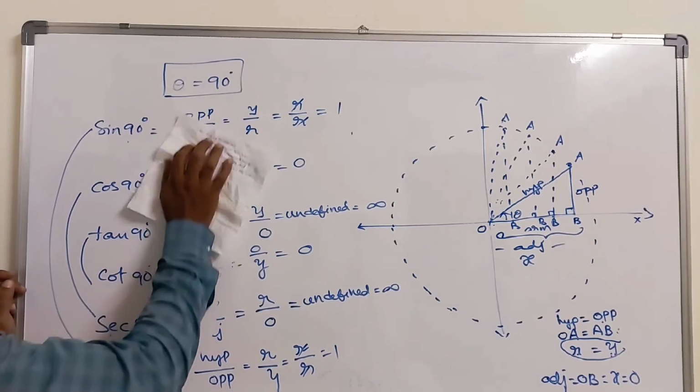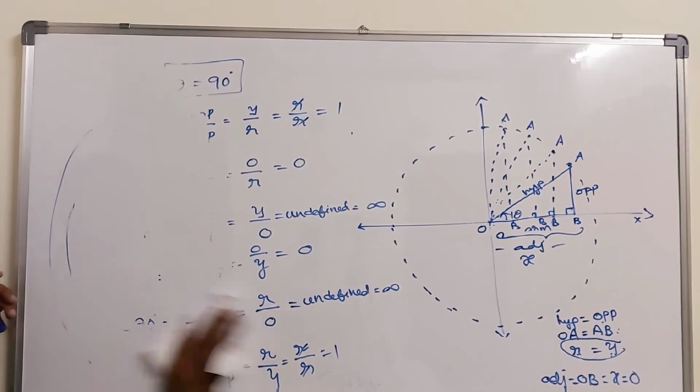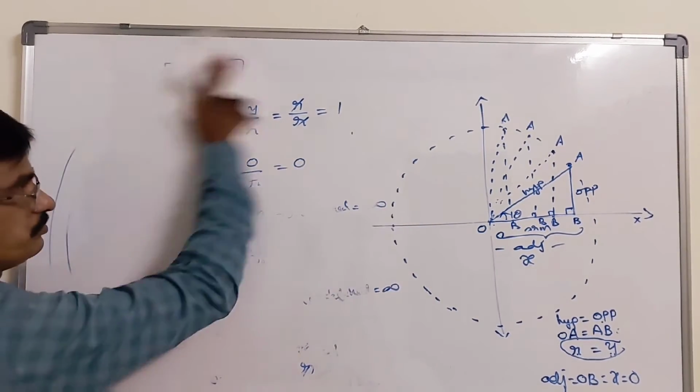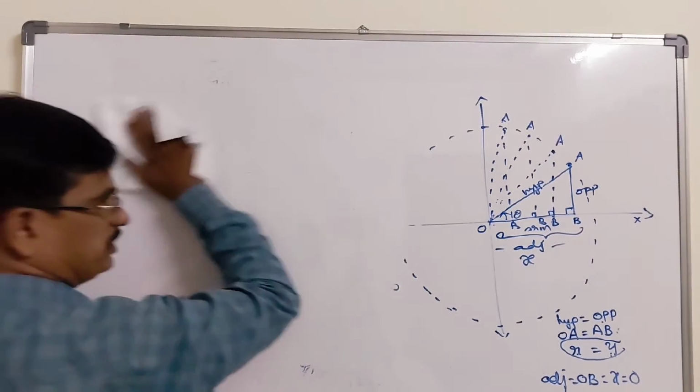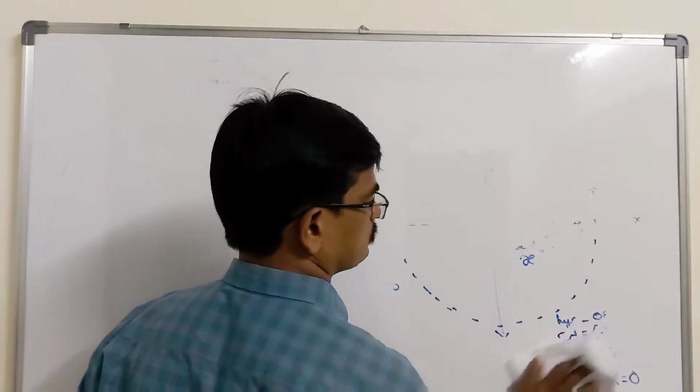right? Now we are going to find out for theta is equal to 45 degrees.